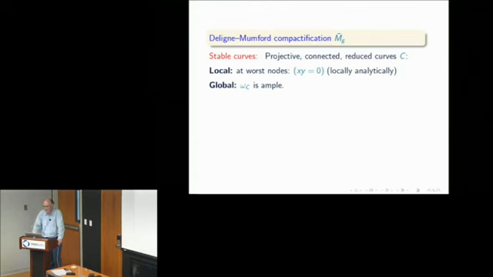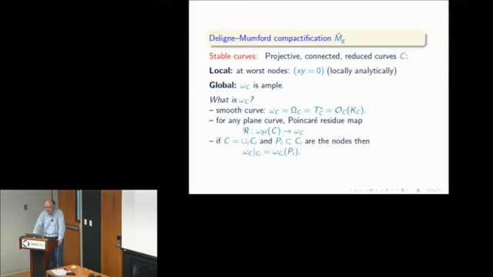And then the key conditions that we impose: there is a local condition that this curve should have only nodes, at least locally, analytically. They should look like the two coordinate axes in the plane meeting. And there is a global condition that omega C should be ample. And we went through a little bit what exactly omega C is, just a reminder of the various approaches, because these will come in handy.